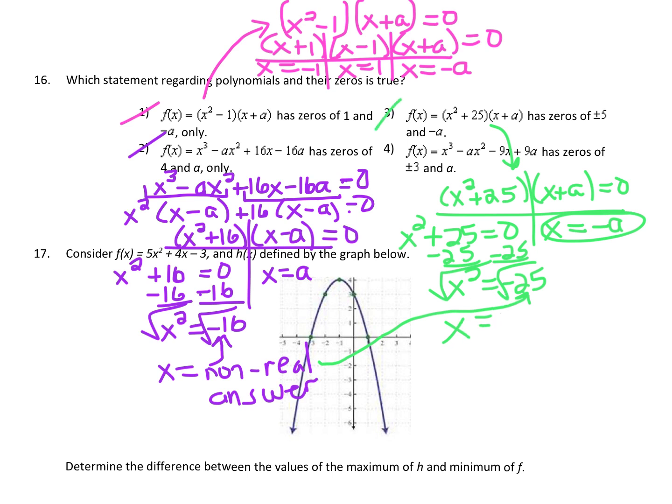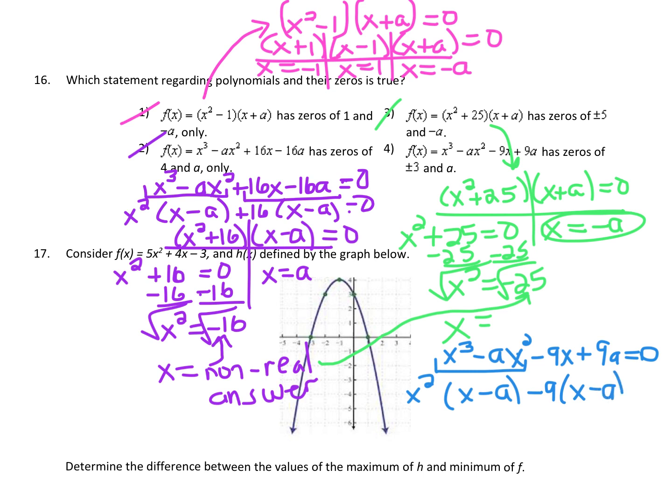So choice 4 has got to be the answer, but let's just double check. So if we take choice 4 and set it equal to 0, we can do factor by grouping. So I'm going to pull out an x squared, which leaves me with x minus a. And I'm going to pull out a negative 9, which also leaves me with x minus a. And when I group together the x squared minus 9 and bring down the x minus a, my 9's kind of look like a's. I'm going to make a tail on my a so it's clear which is which.